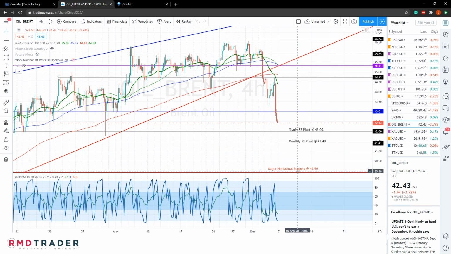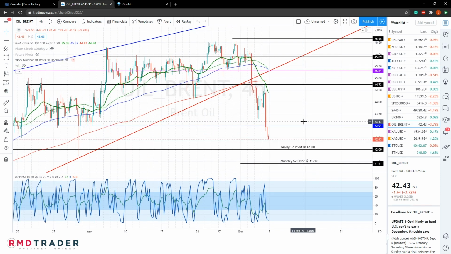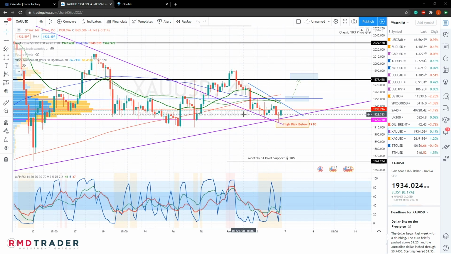So these would be our areas of support as price moves lower. However, any bullish continuation or any bullish price action will need to happen above 43, and that could then likely take us back to $44.75. And we are now looking at gold.